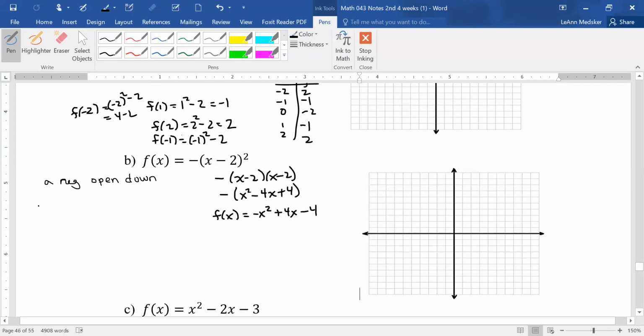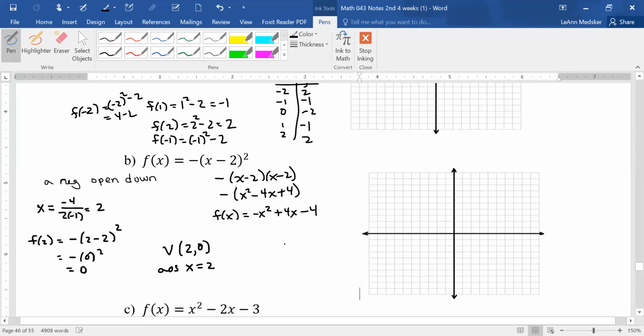So if we want to do our vertex form, we need to do x equals negative b, which would be negative 4, over 2a, which is a negative 1. So this is negative 4 divided by negative 2, so that's 2. Then we have to plug in to get our y value, and you can plug it into the original if you want. So this is negative 0 squared, which is just going to be 0. So my vertex is at 2, 0, which means my axis of symmetry is x equals 2.